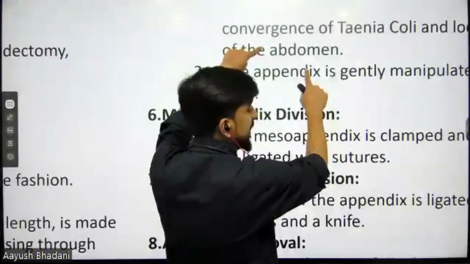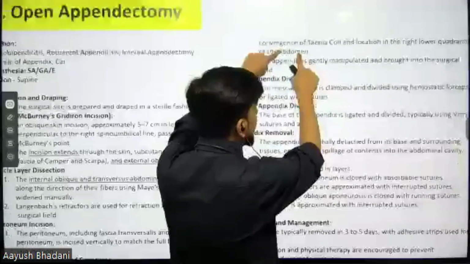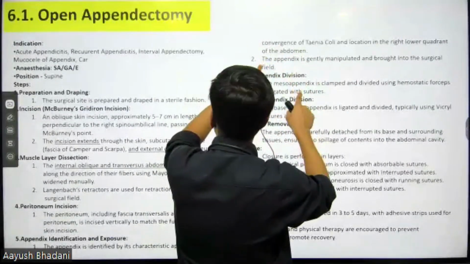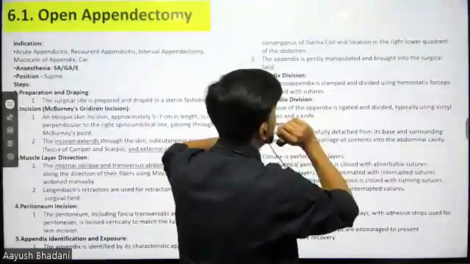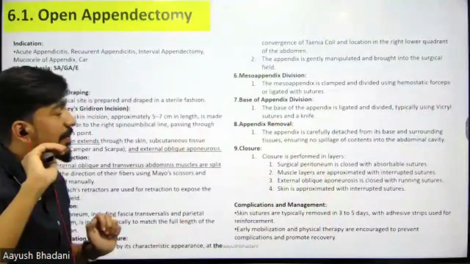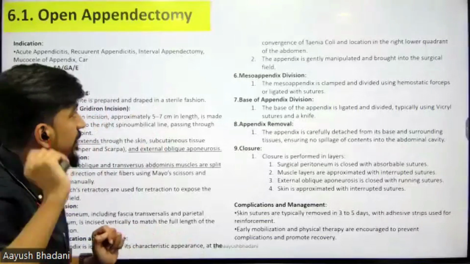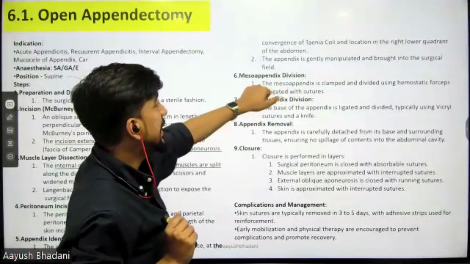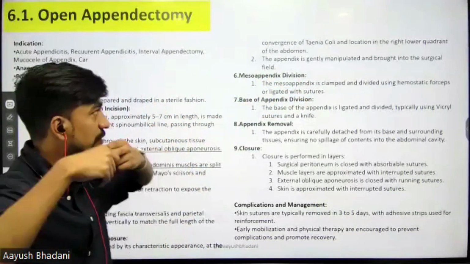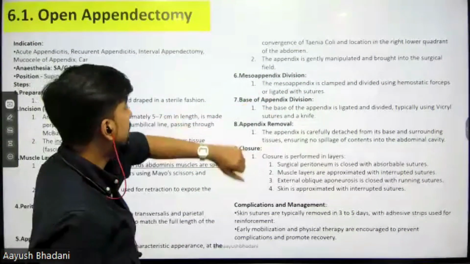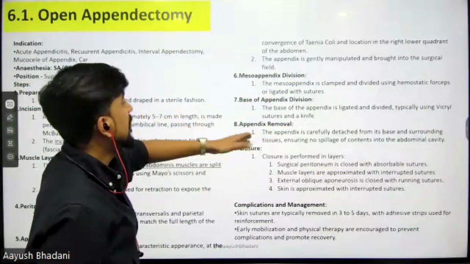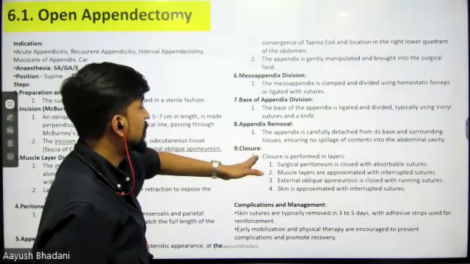The convergence of the taenia coli and the location in the right lower quadrant of the abdomen is something which gives an idea, okay, this is an appendix. It is a blind-ended tubular structure, non-motile, right? The appendix is gently manipulated and brought into the surgical field with use of hands. Mesoappendix is divided, base of appendix is divided, appendix is removed, closure is done.